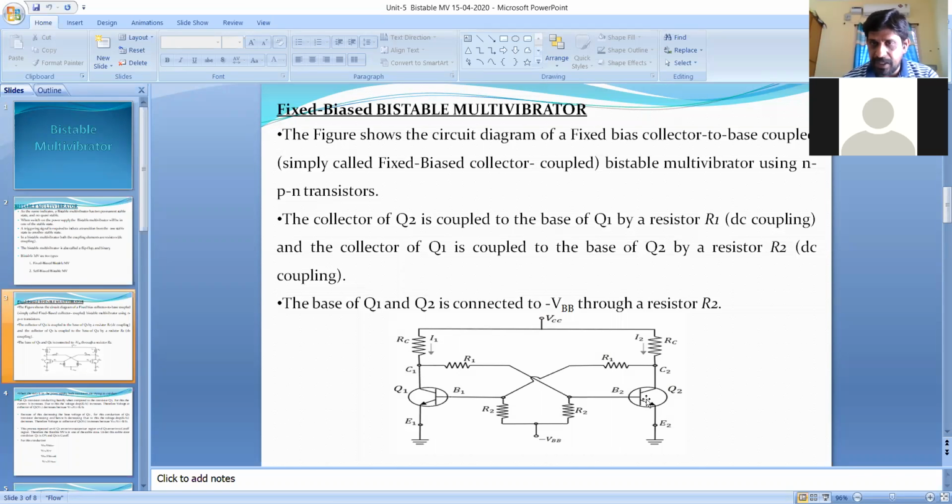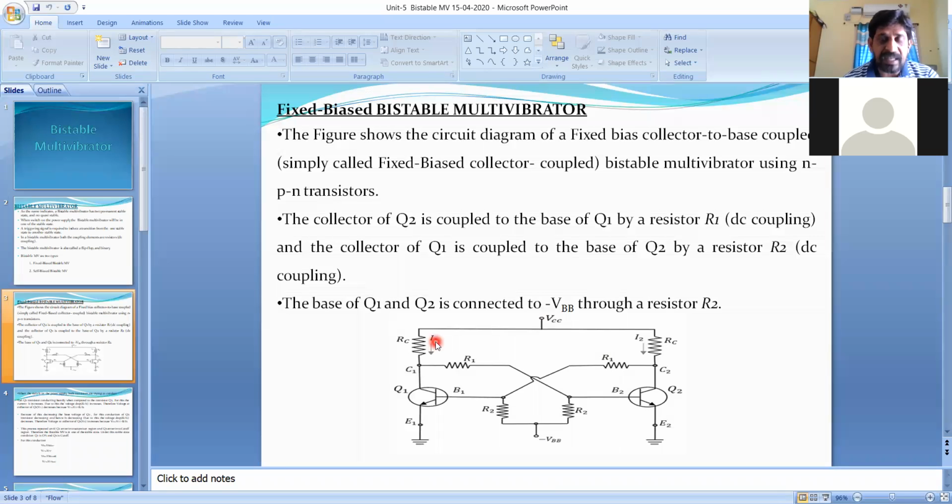Once I switch on the power supply, both transistors Q1 and Q2 try to conduct. But due to some reasons, due to some internal parameters, maybe the collector current I1 may be more or the current I2 may be more. Slight variations are there. Let us assume this current is high.